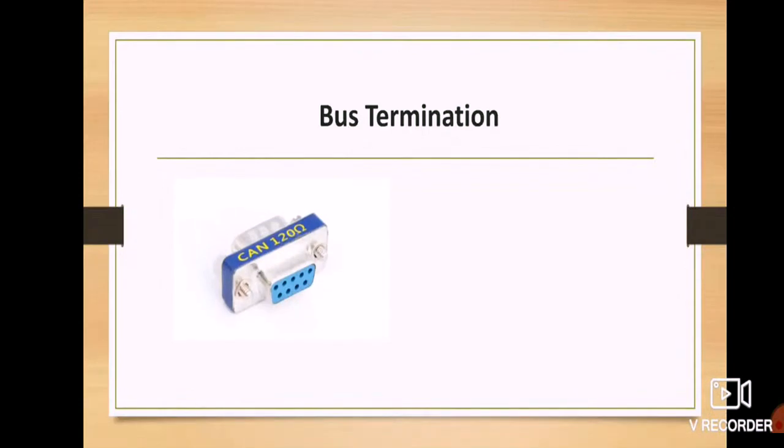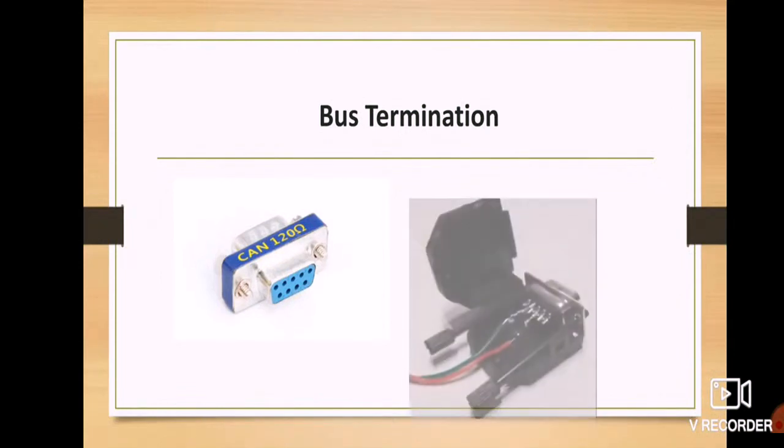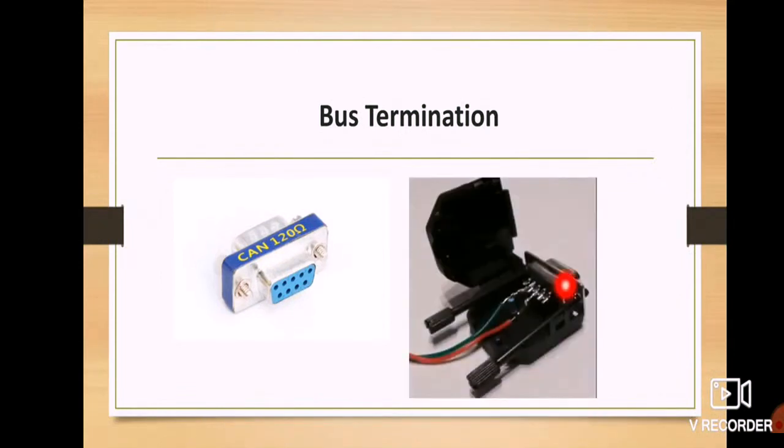In most of the cases, if you think about the 120 ohm resistance, in some cases the direct 120 ohm resistance will be given like this, and somewhere it will be like a packed one. It depends, but even if you open this packed one, you can see the 120 ohm resistance like this. It will be the resistance between the CAN high and low terminals.